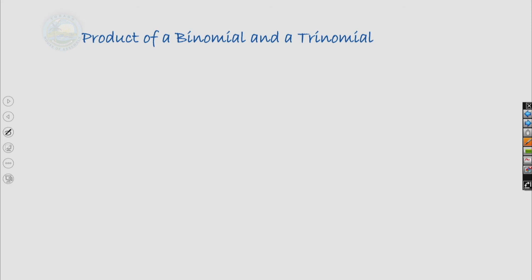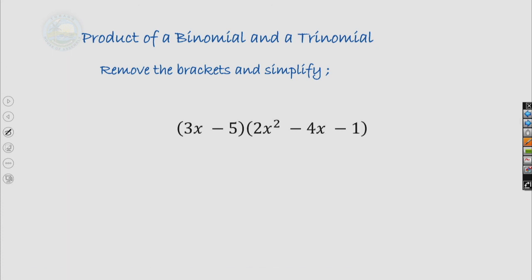So I want to leave you with this question to ponder on until we meet again. The product of a binomial by a trinomial. What do you think we need to do when we are multiplying a binomial by a trinomial? Try this question here for me. 3x minus 5 all multiplied by 2x squared minus 4x minus 1. Try that question. When we meet again, we shall look at the solution to that question.